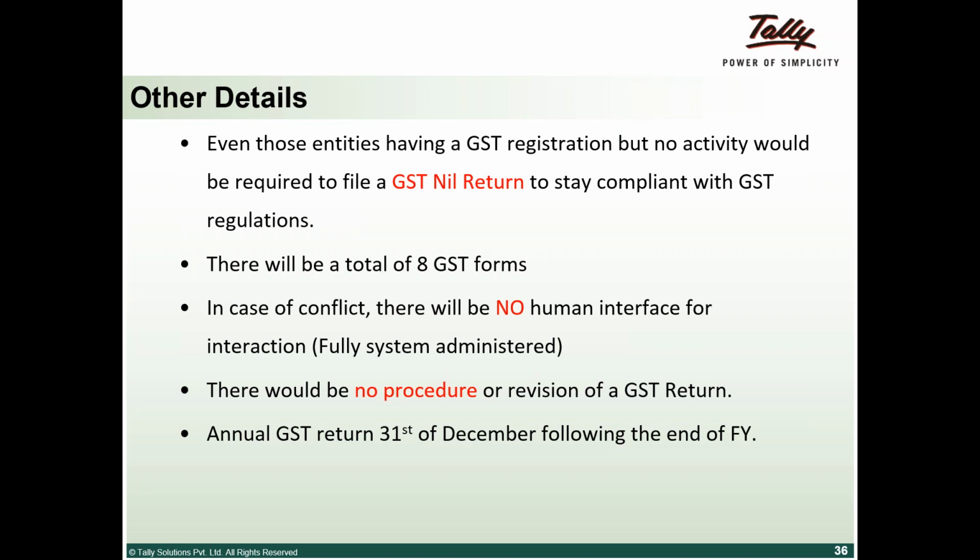GSTR 7 is for tax deducted at source. As we have told, there are 2 cases where tax deducted at source is applicable. One is with the e-commerce company. If anybody transacts through an e-commerce company, then that e-commerce company is required to deduct a tax and deposit it with the government. So that is one tax deducted at source.